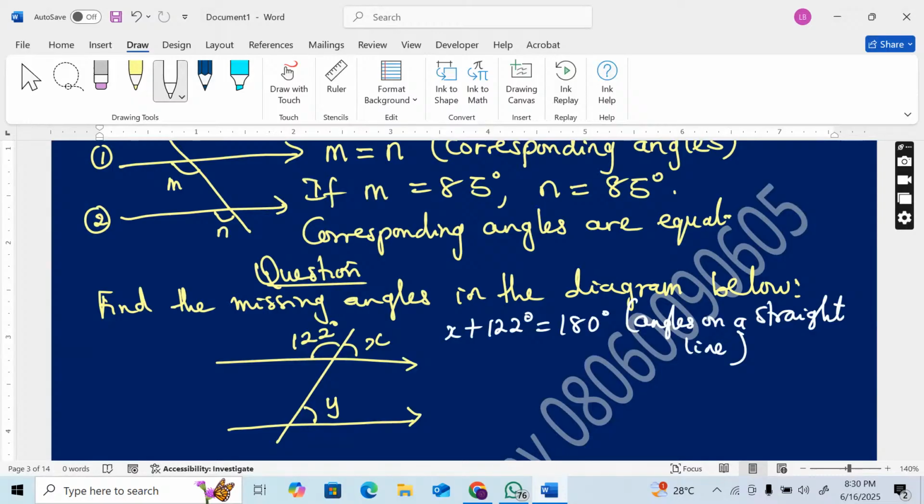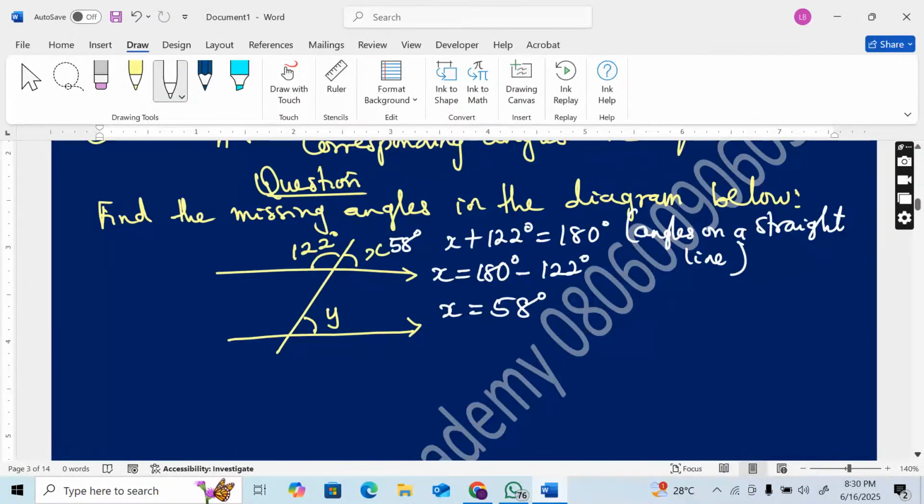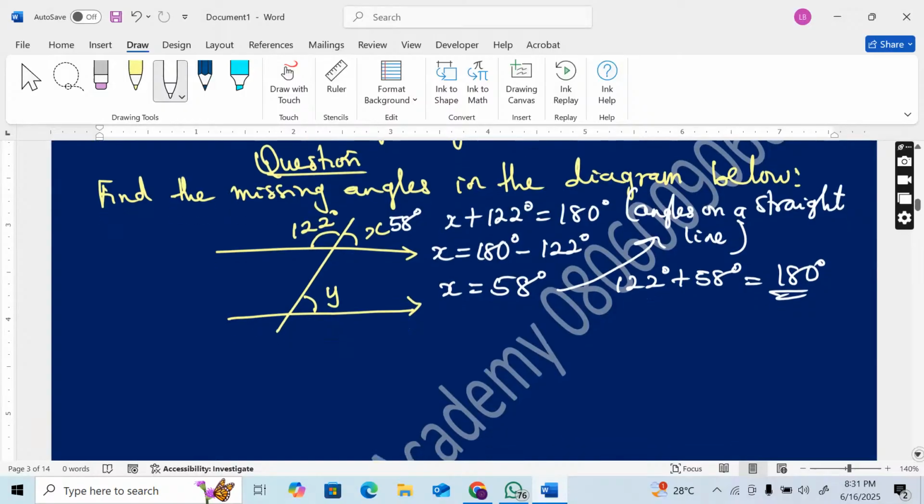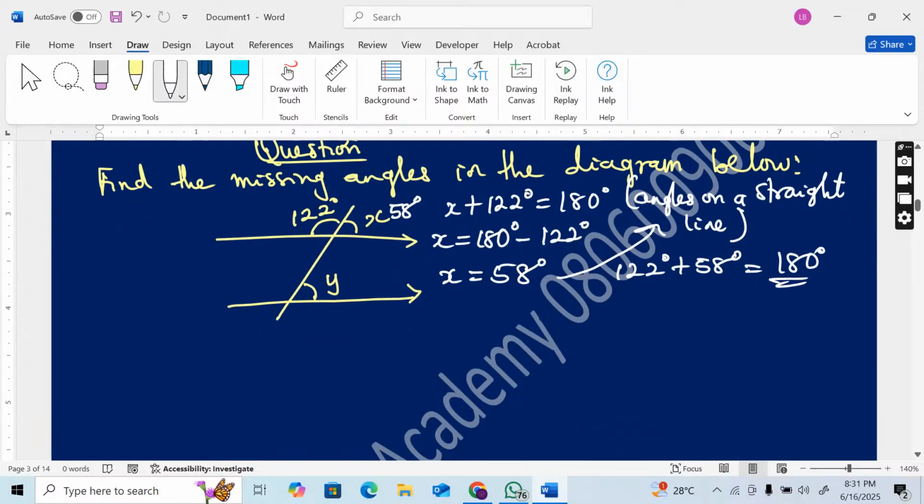So make X the subject of the formula. X is equal to 180 degrees minus 122 degrees. X is equal to 58 degrees. So the value of X here is 58 degrees. All right. So we've been able to get angle X. The reason is angles on a straight line. When you add 122 degrees plus 58 degrees, your answer will be 180 degrees. And sum of angles on a straight line is 180 degrees.